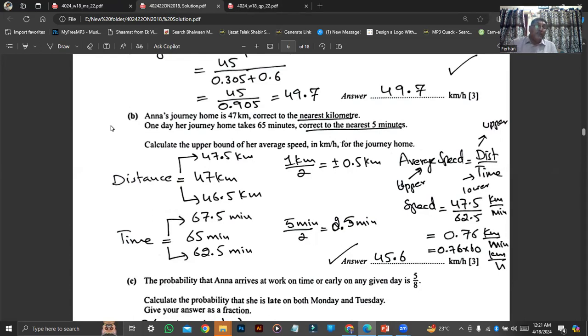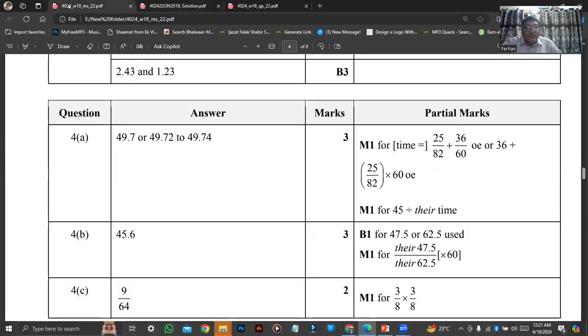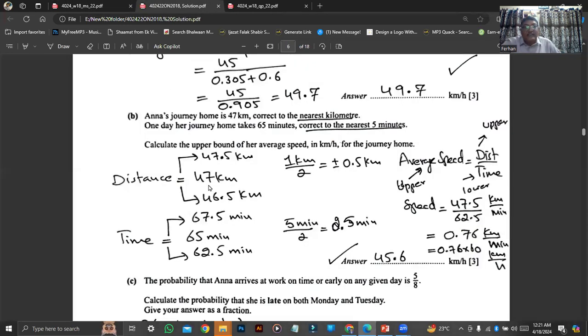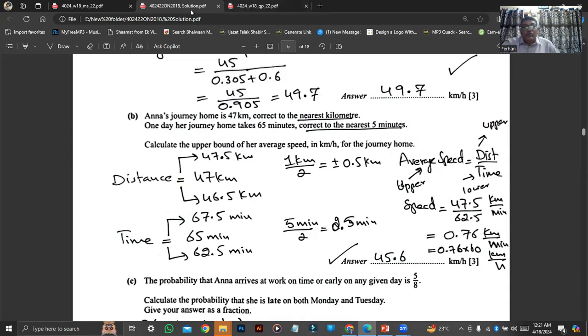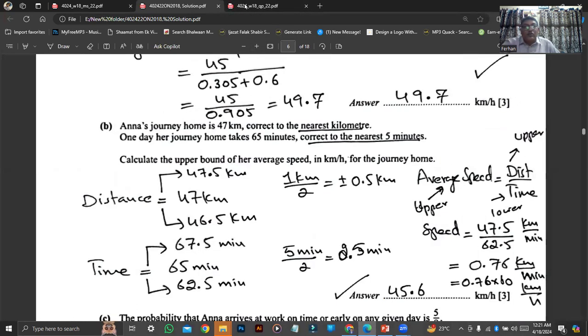But we want the speed in kilometers per hour. Because this speed is in kilometers per minute, to convert it into kilometers per hour you will have to multiply it by 60. So 0.76 kilometers per minute multiplied by 60 will become 45.6 kilometers per hour. 45.6 kilometers per hour is the right answer, sir. I hope you understand this whole question. The solution is showing up on your screen. You can pause the video, and if you want to take more time, you can. I hope you understand.